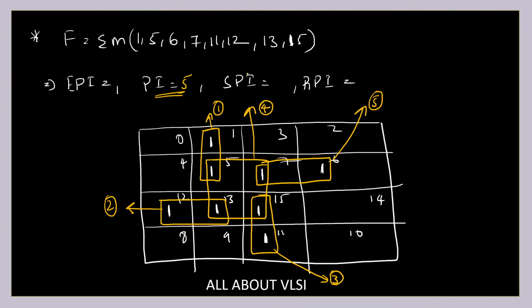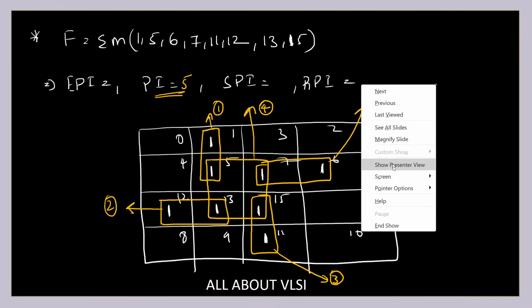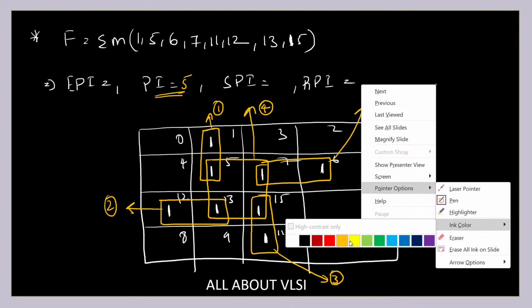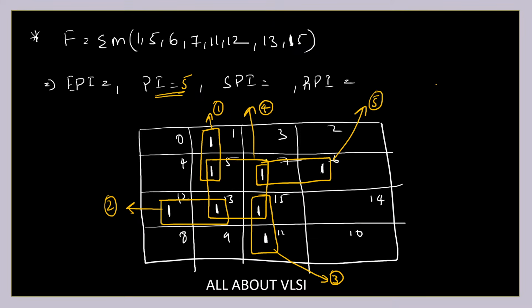Okay, coming to my essential prime implicants, let's change the color. This is one essential prime implicant, the quad. Let me write it down: essential prime implicants. I have 13, 5, 7, and 15, which is a quad. So that is one essential prime implicant.